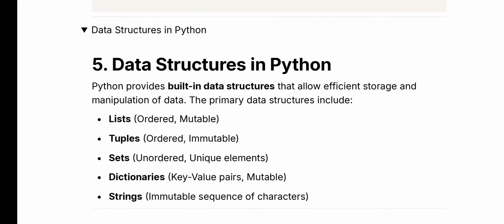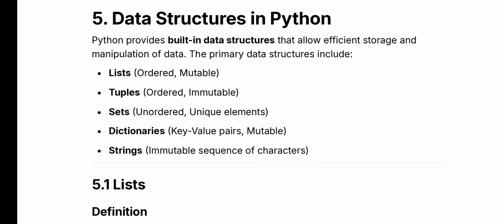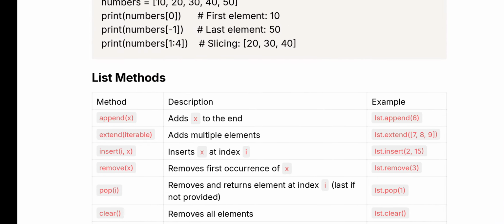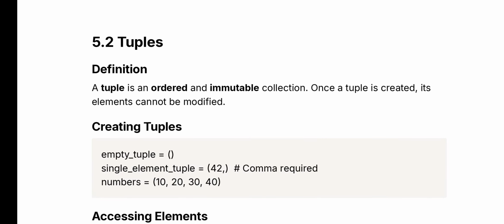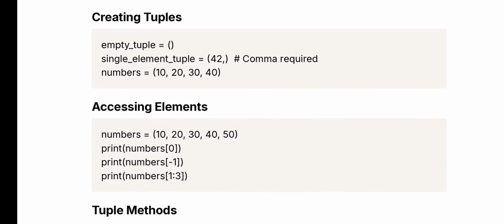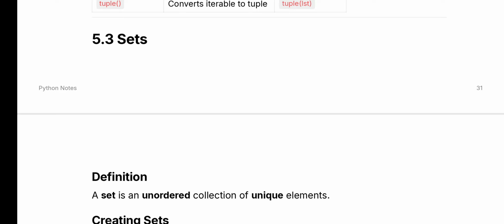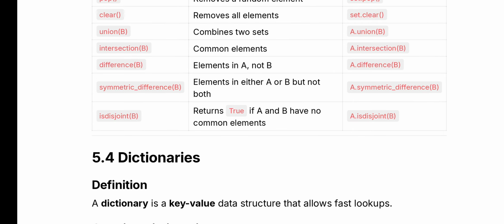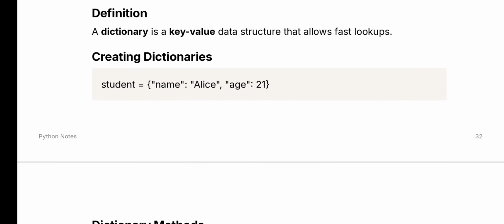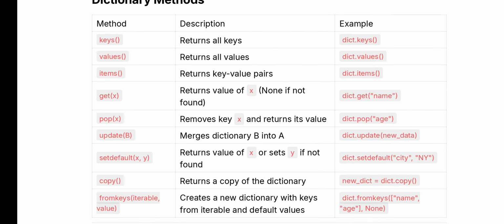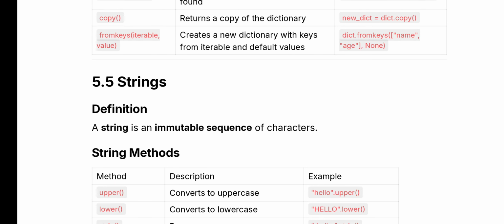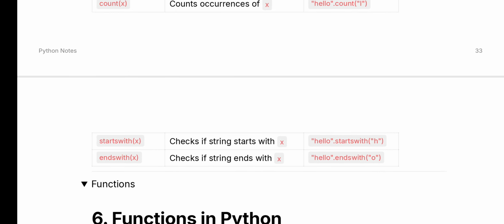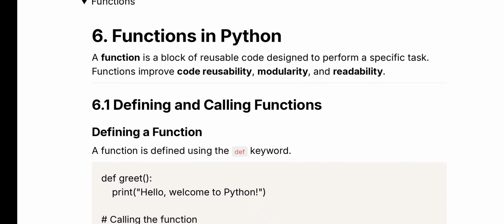Okay, and in the next section, we have talked about the data structures in Python. Okay, we have talked about the lists. We have talked about the tuples. And then we have talked about the sets. And then we have talked about the dictionaries. And then we have talked about the strings. And then we have talked about the functions in Python.